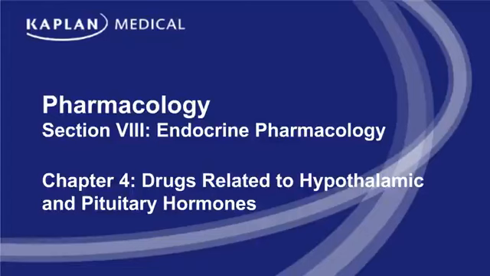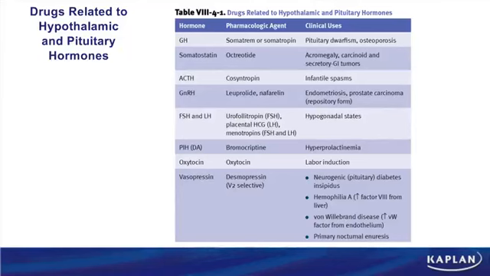In Chapter 4, we're going to look at drugs related to hypothalamic and pituitary hormones. I will tell you that there are some very specific things that I want you to pick off of this table and be prepared for on your exam. But nothing is more important than the drug octreotide. It's important enough that I'm going to give it its own slide coming up next to discuss the properties and the use of this drug.